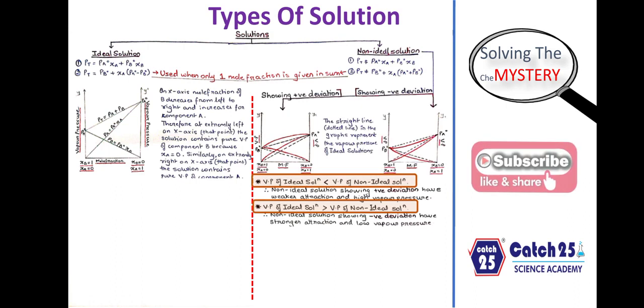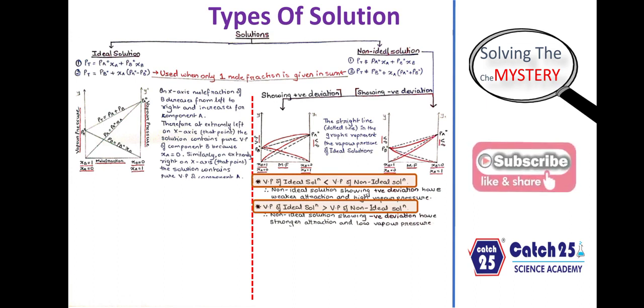Non-ideal solutions. From the first two equations we can say that non-ideal solutions do not obey Raoult's law. Non-ideal solutions show positive deviation and negative deviation. As the name suggests, positive deviation means the non-ideal solution shows higher vapor pressure than the ideal solution. Therefore, the intermolecular attraction between the molecules is weak. Similarly, negative deviation means the non-ideal solution has vapor pressure less than the ideal solution. Therefore, intermolecular attraction is higher.